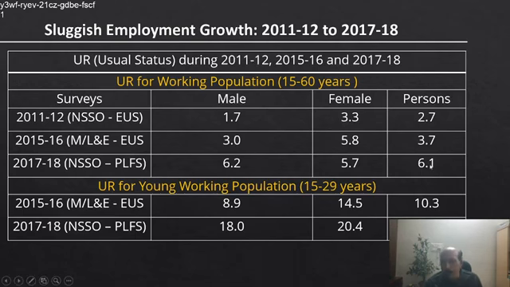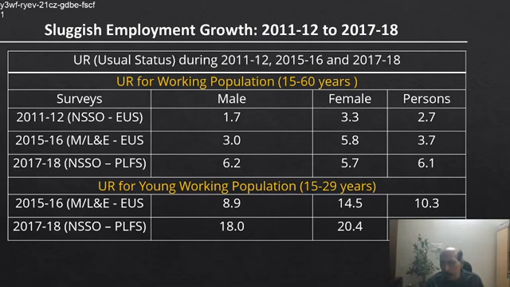The rate of unemployment increases. And if you look at the specific rate of unemployment among the youth, 15 to 29 years, we find that in 17-18, 19.2% is the rate of unemployment among the youth 15 to 29 years.